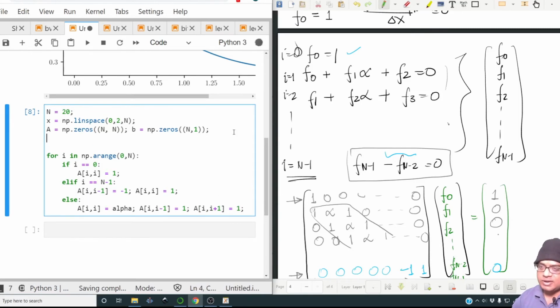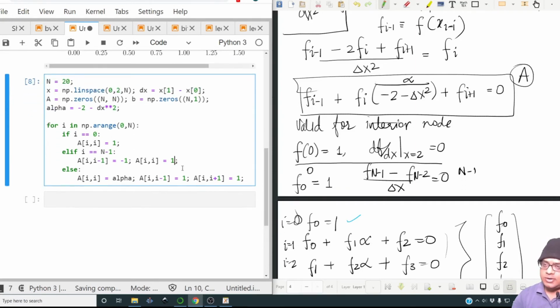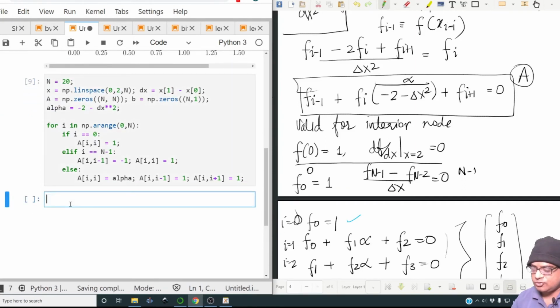So let me define what alpha is. Alpha we had defined as minus 2 minus delta x square. So minus 2 minus dx square. What is dx going to be? dx is going to be x1 minus x0. It's simply the difference between two nodes. Alright, so let me run this and let me show you how A looks like.